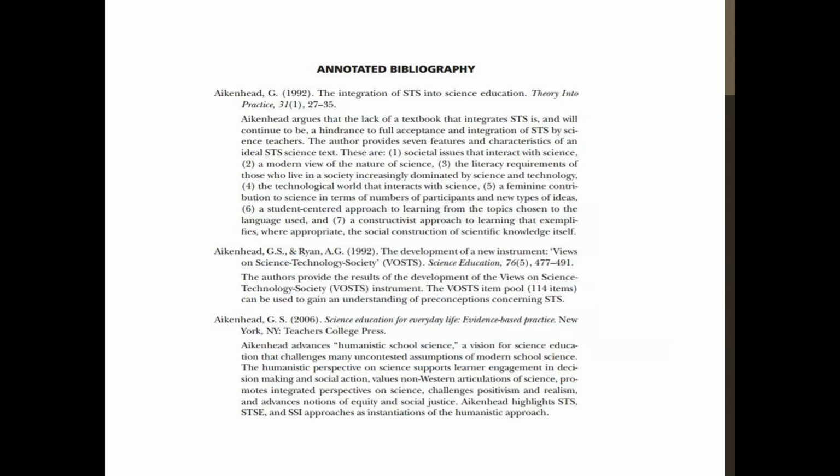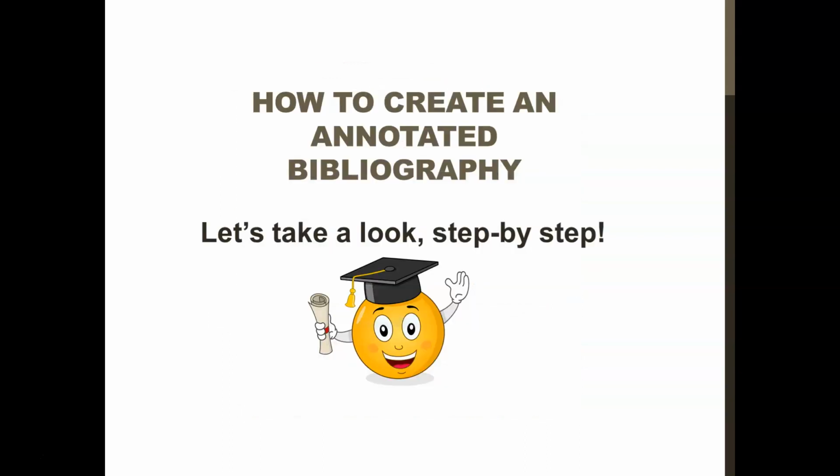Now, I just want to give you an example of another document that demonstrates, when you have more than one source, how this is formatted, how they are stacked vertically. And an important thing to remember is definitely that those should be in alphabetical order. Now, let's take a look at how to create an annotated bibliography. Let's do that step by step together.